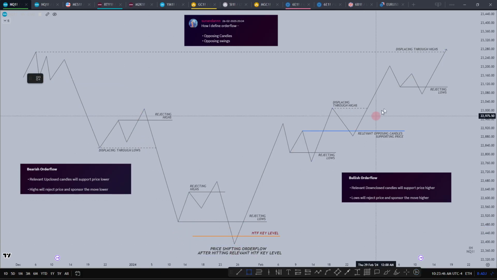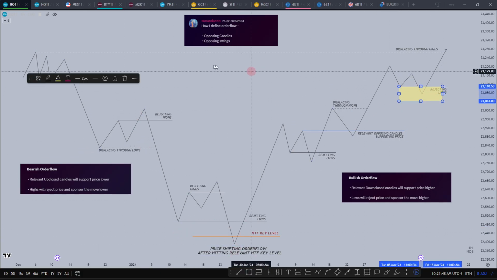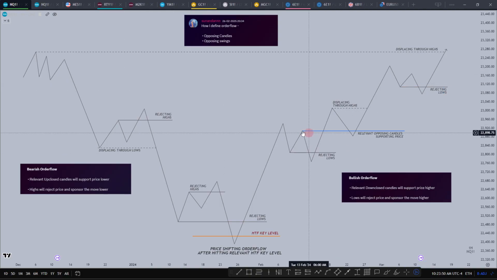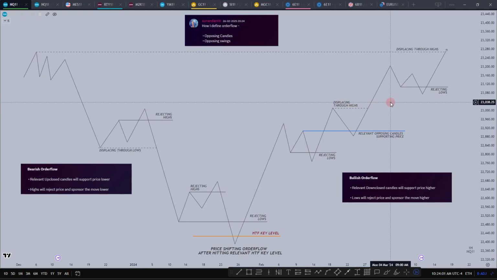Vice versa. Here, opposing candles will support price higher. Now, highs would be displaced through. This high isn't rejecting price, right? But this low is rejecting price, right? So highs would be displaced through, lows would be rejected in bullish order flow.